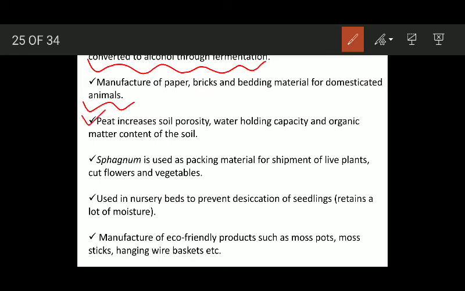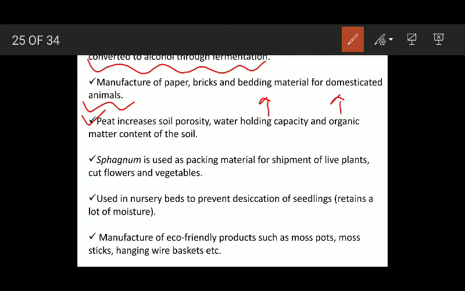When peat is added to soil, because of its spongy nature, it increases the porosity of soil, and as a consequence, the water holding capacity of soil goes up, and peat also increases the organic matter content of soil.